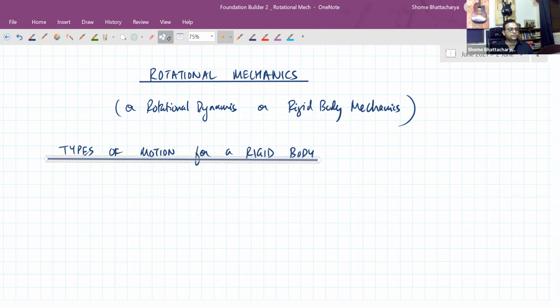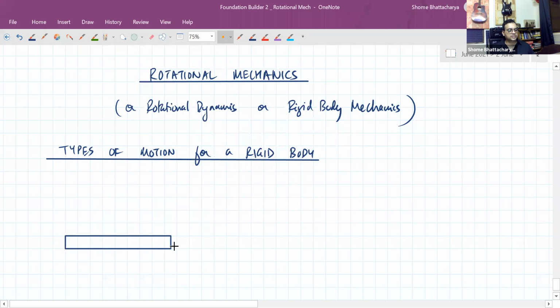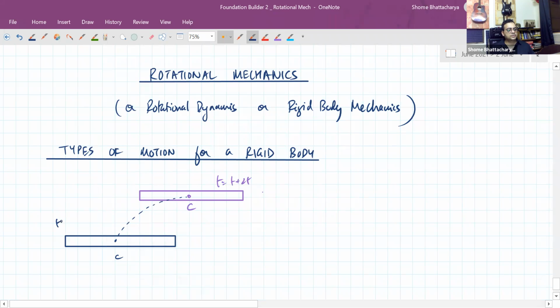Now, a typical example of a rather straightforward kind of rigid body we can think of is something like a rod. Now, if a rod moves in such a way that its center might be traveling in this kind of path, but its orientation is never changing, it's now like this. So if you see, it's not rotated, it's only translated. So this is at some time t plus delta t, and this is where it was at time t.